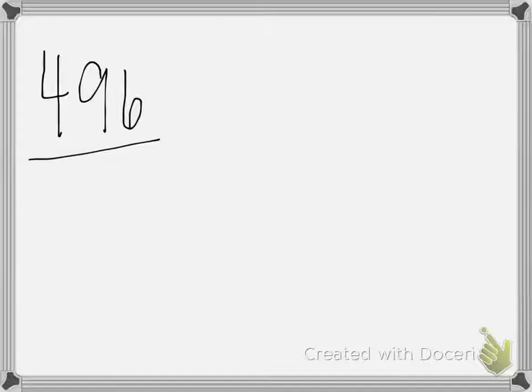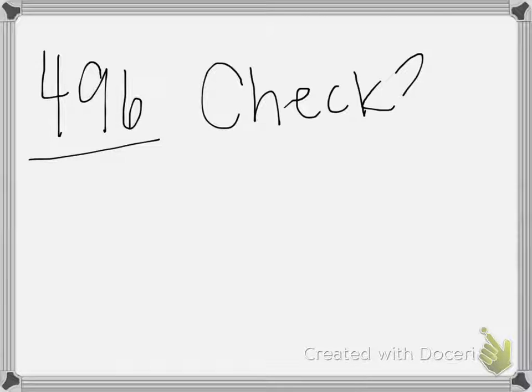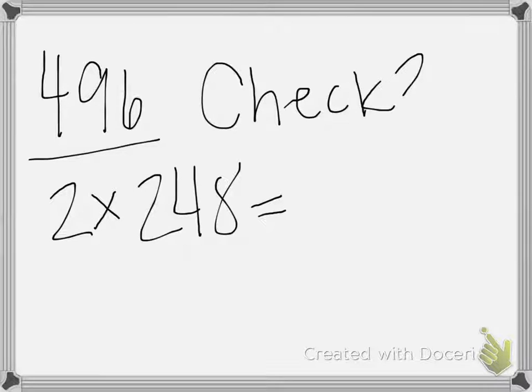All right, and the very last box asks me to check, is it reasonable? Well, our answer, we got 496. Let's see if that's reasonable. How can we check our answer? We can check our answer by doing the multiplication problem, which we already have done. We did 2 times 248, and we got 496. But how do we know if that's right?